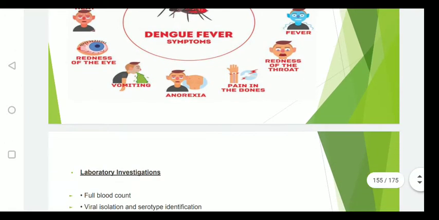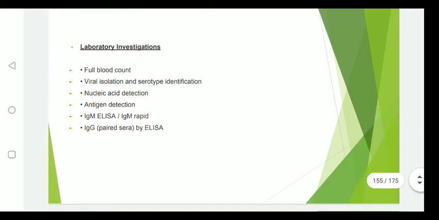Then we'll see the next one, laboratory investigations. In this one we'll see the full blood counts. Especially in dengue fever cases, we look at the platelet count. The platelet count usually decreases, and if the patient is not treated properly, the person can go on to death.